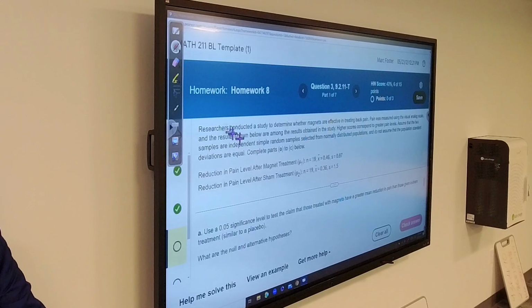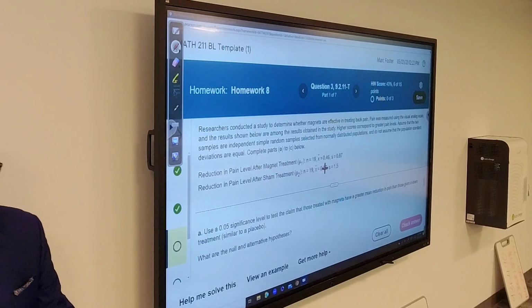And we have our results from these 19 patients in each group. In the first group, they treated them with magnets, and in the second group, they just had like a hunk of metal, I guess, a placebo.